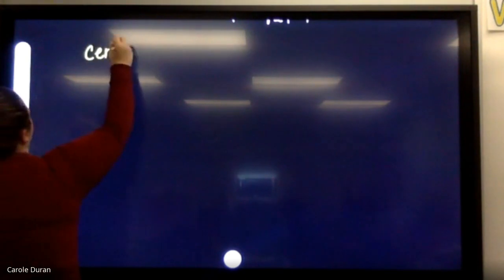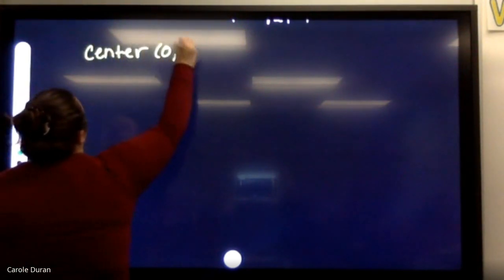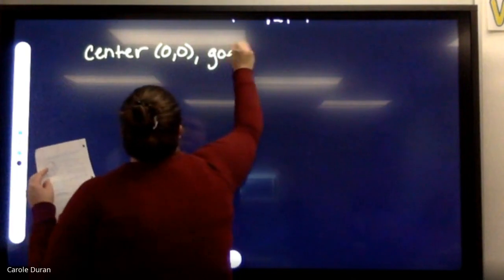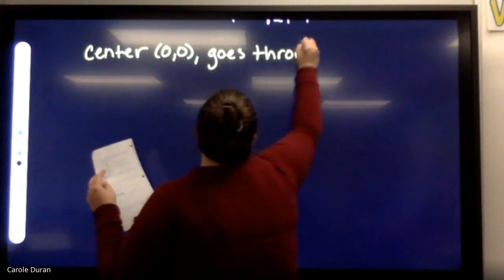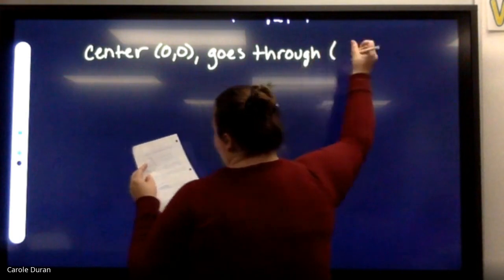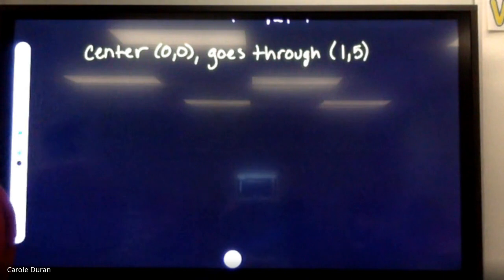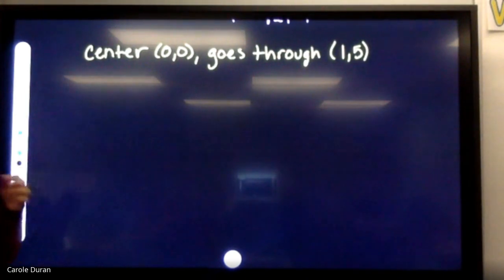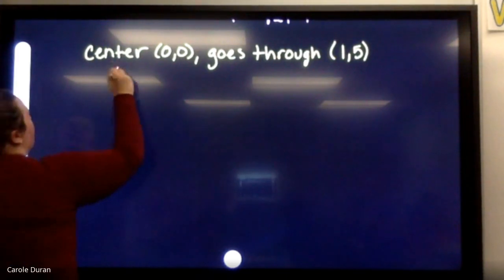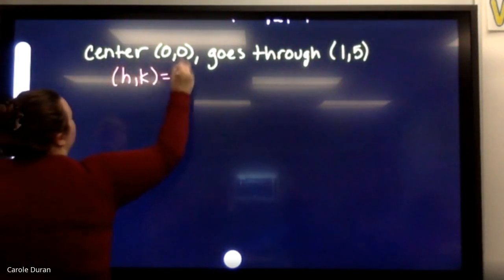So now I would like to do the same thing. I'd like to write the equation for the circle. This circle has a center at 0, 0, and it goes through the point 1, 5. Just like before, I would like to write an equation. So we're just going to do that standard form equation of the circle. I like to pull out the important information that I already know, such as that my center, h, k, is the point 0, 0.